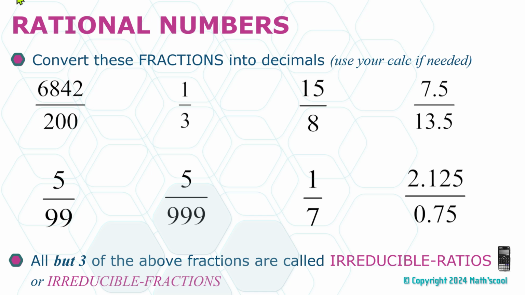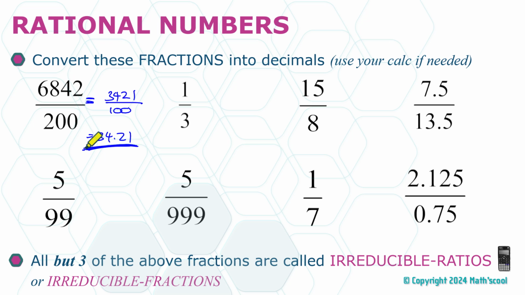So let's look at the decimals that relate to each of these fractions. So this one, first thing I'm going to do is cancel it down because I can see that 2 goes into the top and the bottom. So I'm going to call that 3421 over 100. And then dividing by 100 is easy. You just move the decimal 2 places. So that's going to be 34.21.